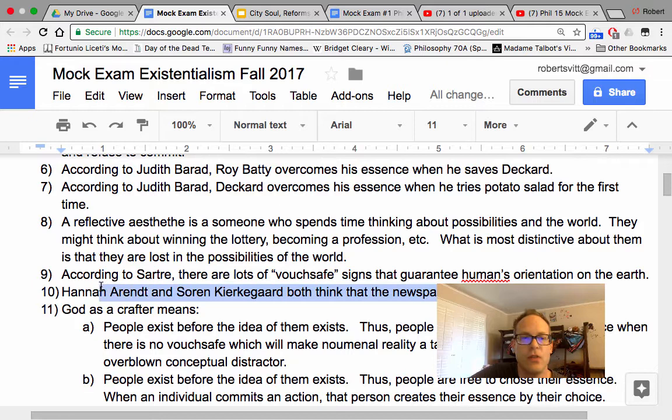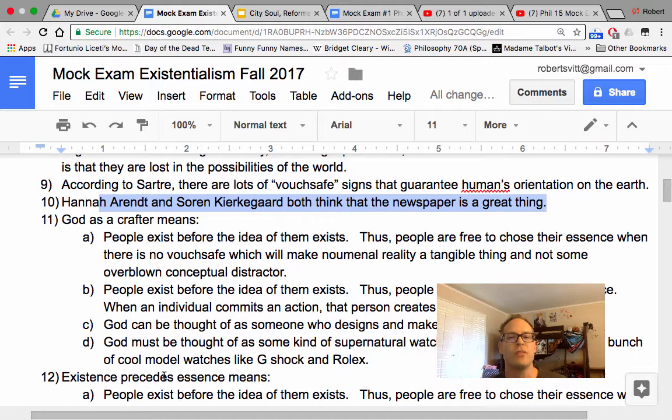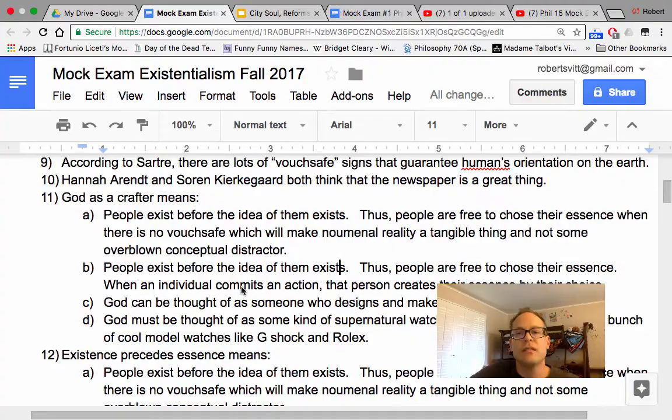Okay. Number 11, this is a multiple choice question. When you take a multiple choice question, what I encourage you guys to do is to try to eliminate the wrong answers first, right? So, we're going to try and eliminate the wrong answer first here on number 11. So let's just start reading them from the top. God as a crafter means A, people exist before the idea of them exists. Thus, people are free to choose their essence when there is no vouchsafe. Okay, this is not talking about God at all. It's probably a distractor. Let's move on. We'll keep it up there, but let's move on.